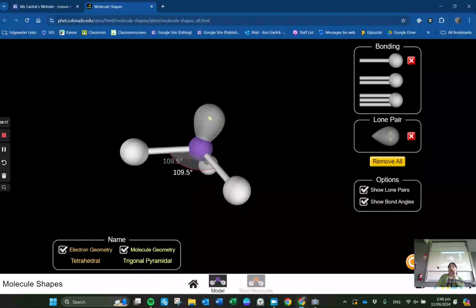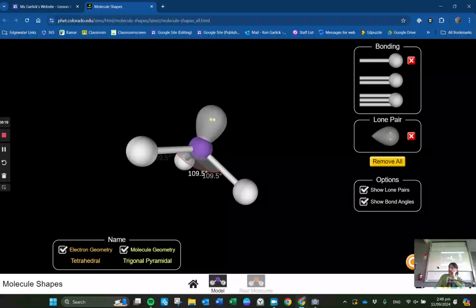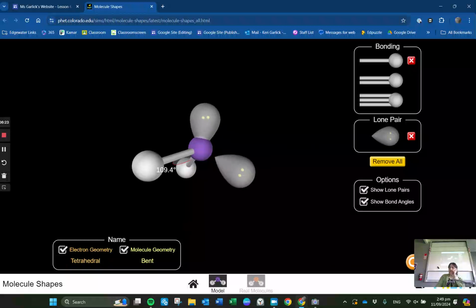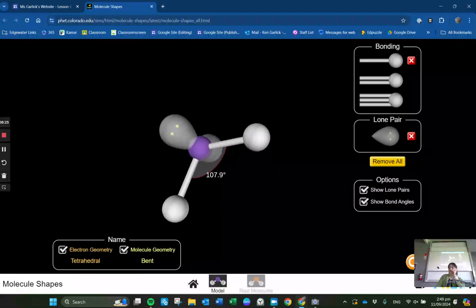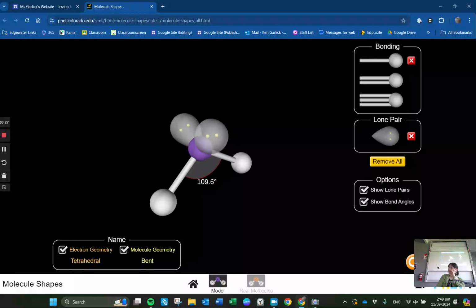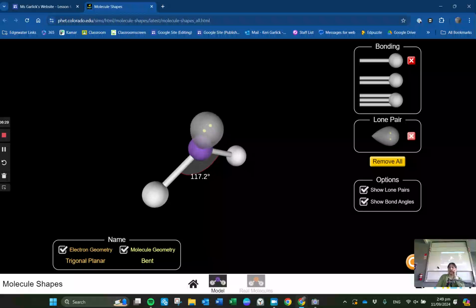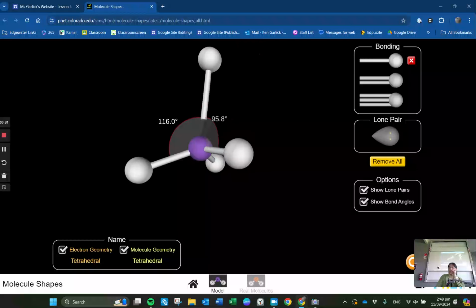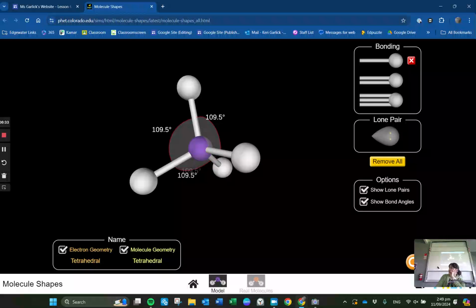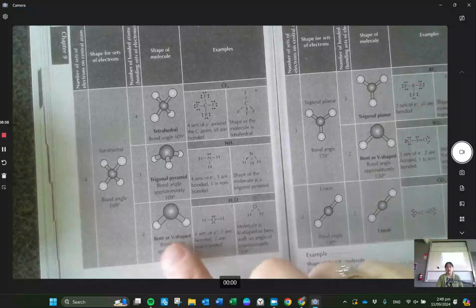And the reason why it's called that is because it looks like a pyramid. See? And then the other one was called bent because it looks like a bent shape, like that. All right, if I get rid of those two and add my two bonded electrons, now it's tetrahedral. So that's what it's referring to when we're talking about this bit here.